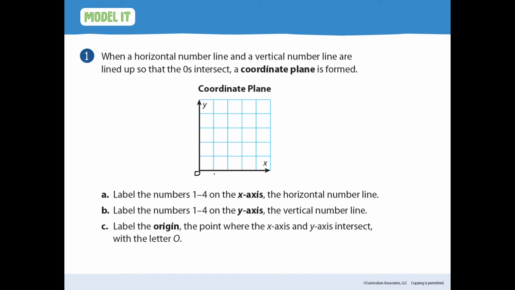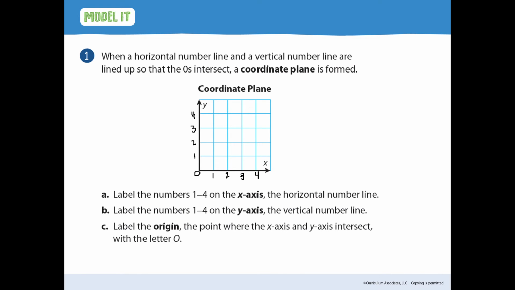So on the x-axis, the x is horizontal. We have 1, 2, 3, and 4. Label numbers 1 through 4 on the y-axis. The y-axis is the vertical number line. So 0 is the point where they intersect, and we have 1, 2, 3, and 4.